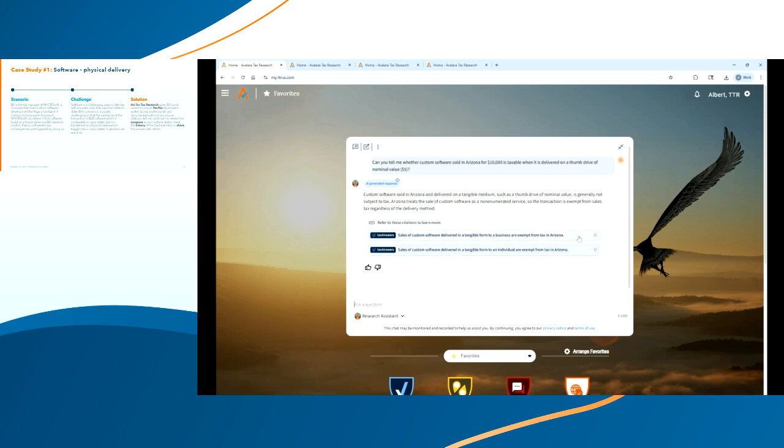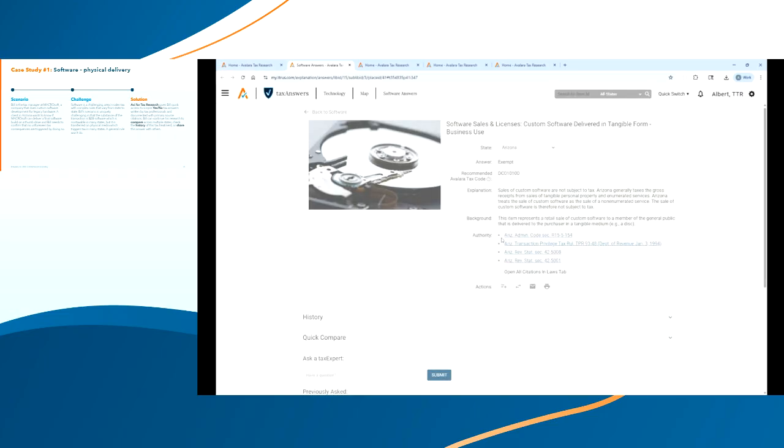These are the two tax answers that Avi thinks are most relevant to our circumstances. And so we've got one for sale of custom software delivered in a tangible form to a business, and one for an individual. In our scenario, this is for a business. So this is what we call a tax answer. This is what it looks like. And this is part of our software library. And we've got a clear yes or no answer. Hey, this is going to be exempt.